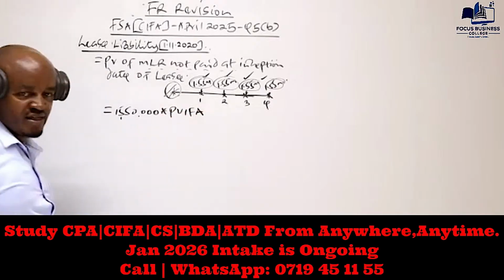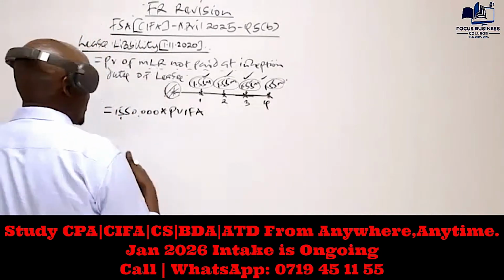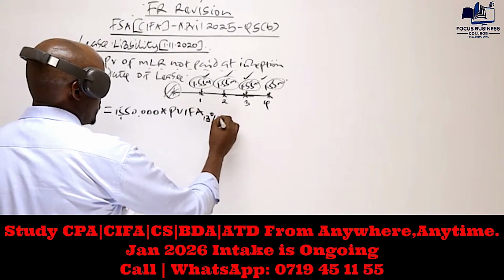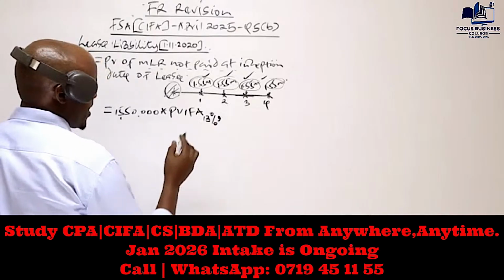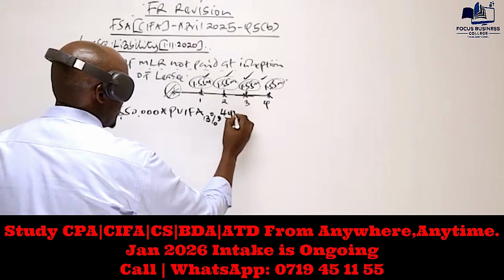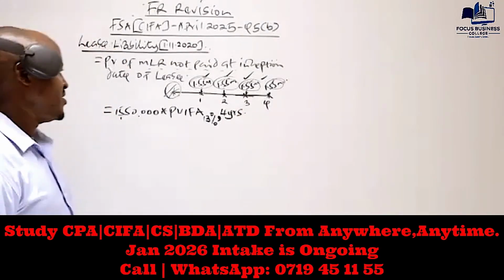factor of annuity at which rate? At the rate of 13%, then what will be our N here? Our N will be 1, 2, 3, 4. So we are discounting minimum lease rentals for how many years? For 4 years. Yes. So for 4 years.